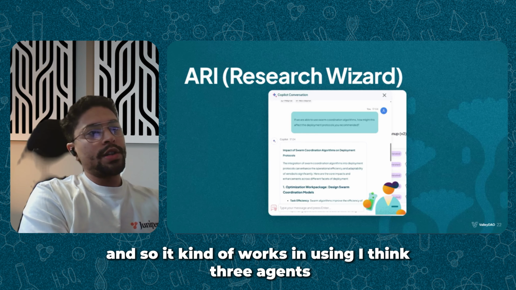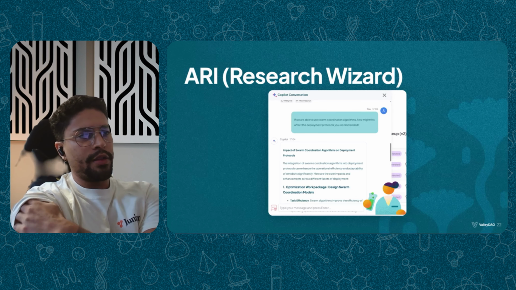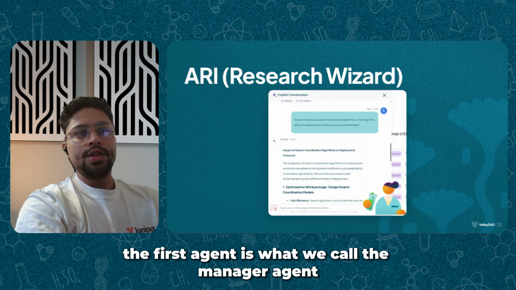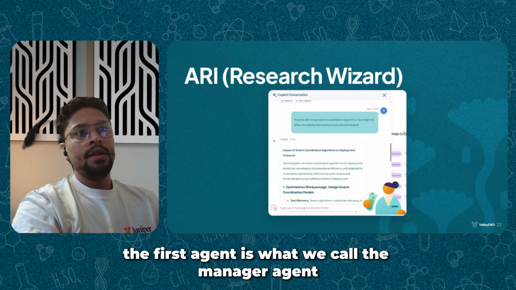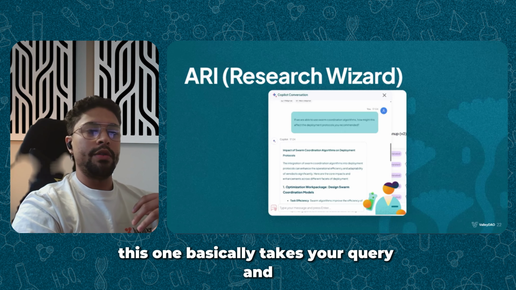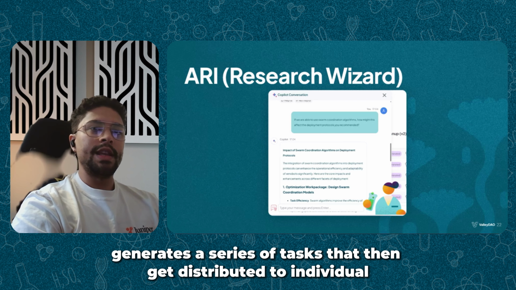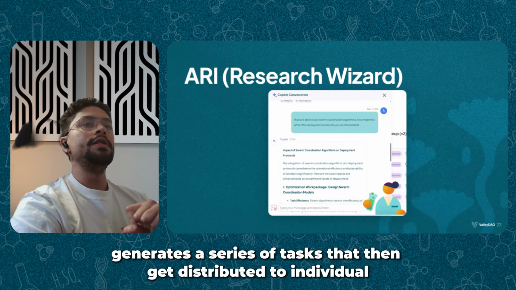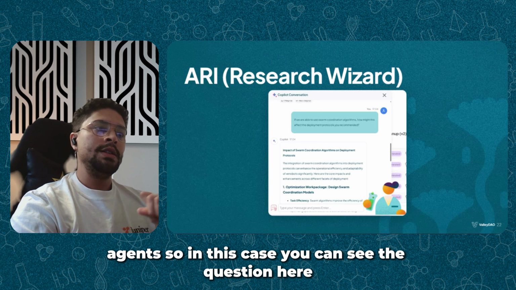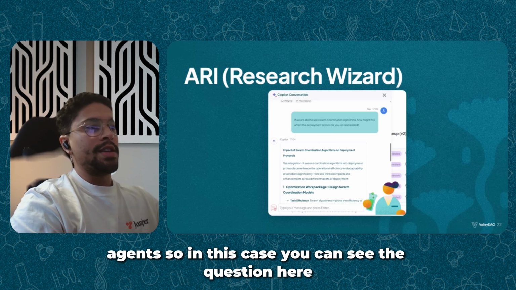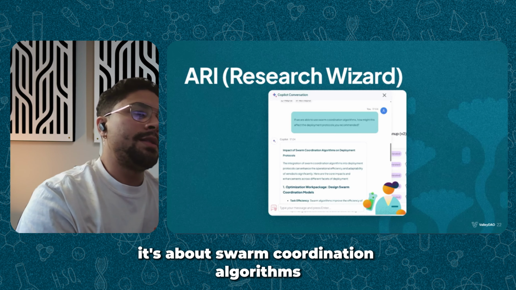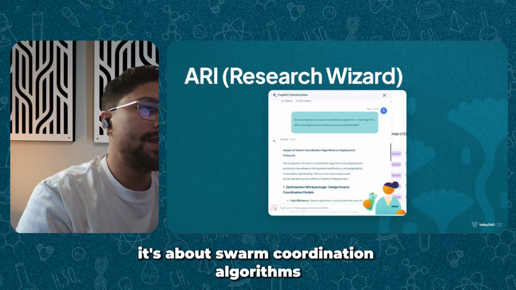And so it works using, I think, three agents. The first agent is what we call the manager agent. This one basically takes your query and generates a series of tasks that then get distributed to individual agents. So in this case, you can see the question here. It's about swarm coordination algorithms.